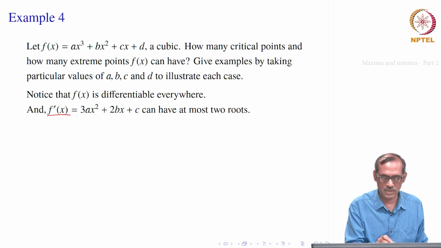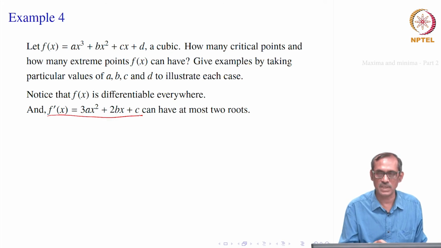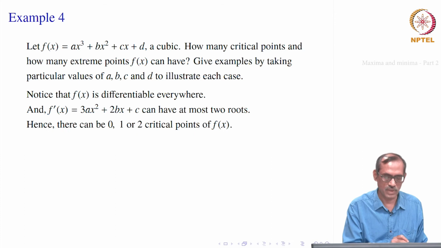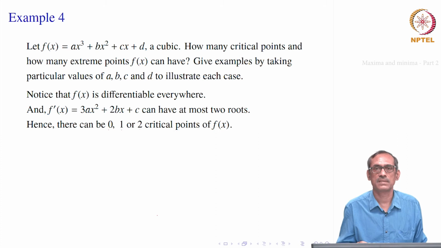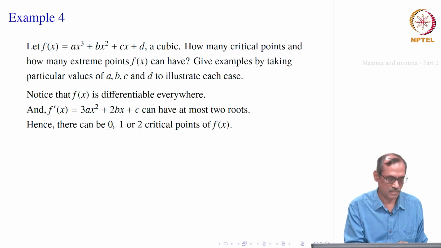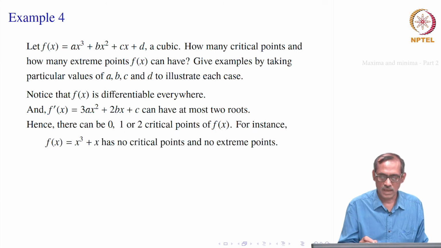We say f prime of x equal to 3 a x square plus 2 b x plus c, it can have at most 2 real roots. So, since there are only 2 real roots maximum, it can have say 0 or 1 or 2 critical points, a maximum of 2 critical points. That is what it says, right. Okay, let us see how to proceed.